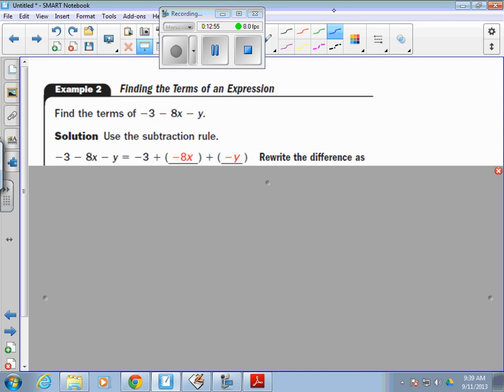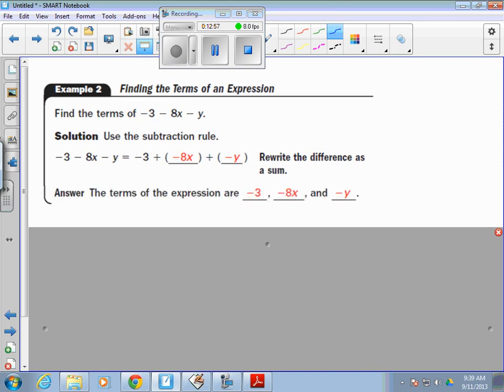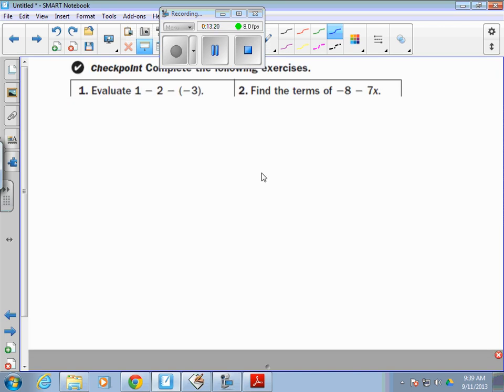Another way for you to identify the terms, if you just go right back to the beginning, is to say that the sign in front of it is the one that it goes with. So negative goes with 3, negative goes with 8x, and negative goes with y. So notice it's not 3 as a term, it's negative 3. It's not 8x as a term, it's negative 8x, and it's not y, it's negative y. Again, subtraction is the same thing as adding a negative number.